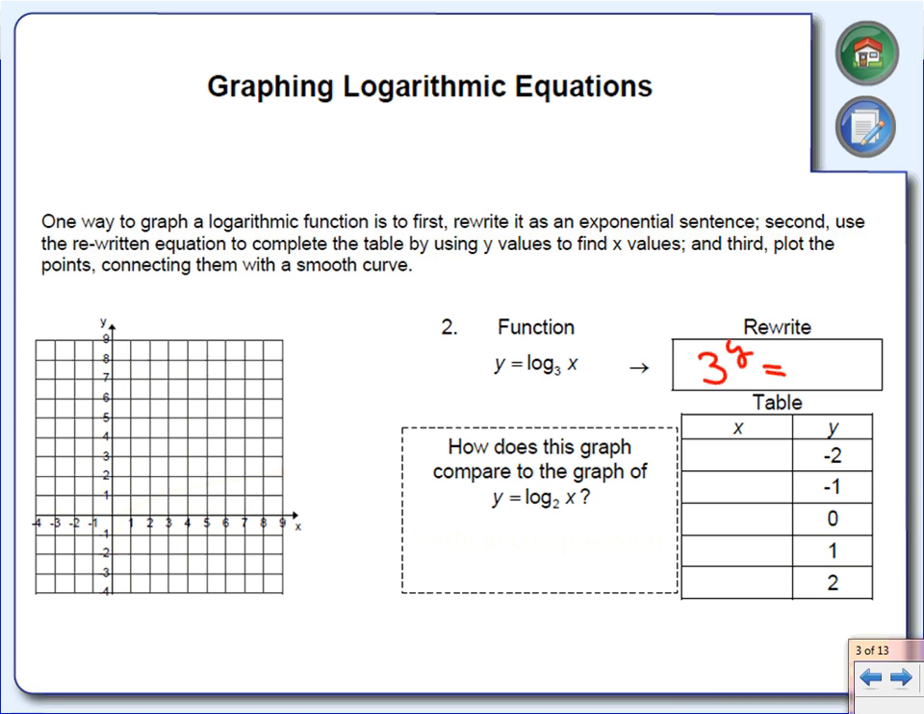And what is it going to be equal to? X. So now I have the new equation, 3 to the y power equals x. Now we're going to fill out the table. So we're going to take those values of y and plug them in and see what we get for x.